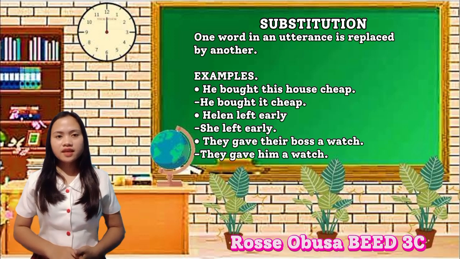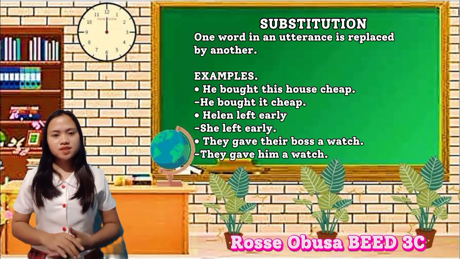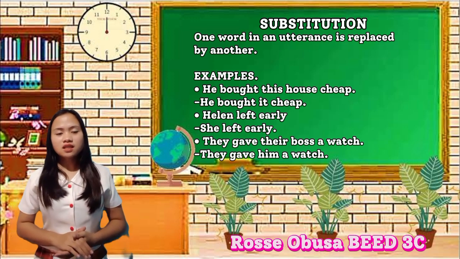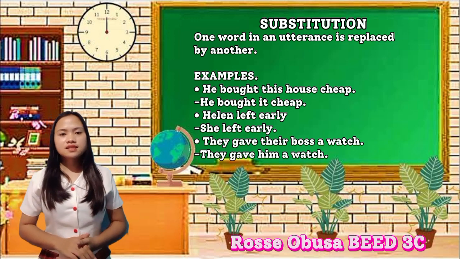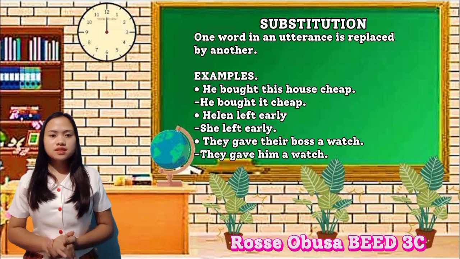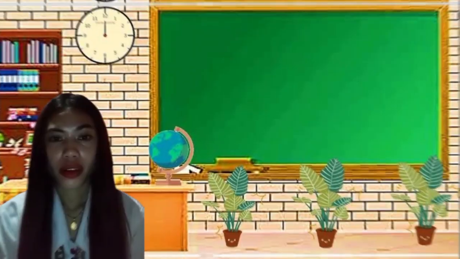Next, when the teacher says, Helen left early, since the instruction was to substitute the noun by its pronoun, the students will say, she left early. Next is, they gave their boss a watch. So, substitute the noun by its pronoun again. So the students will say, they gave him a watch.